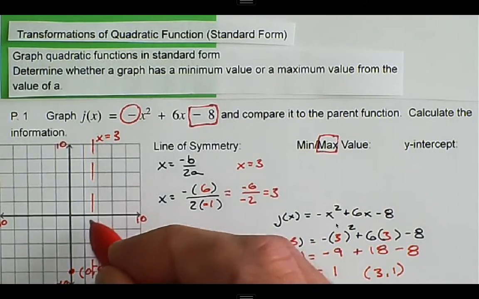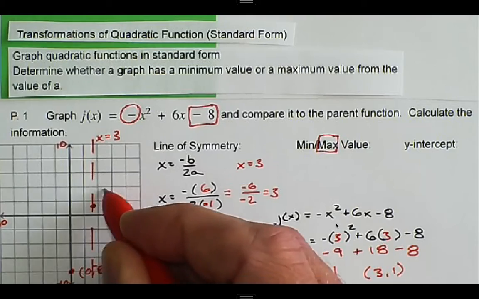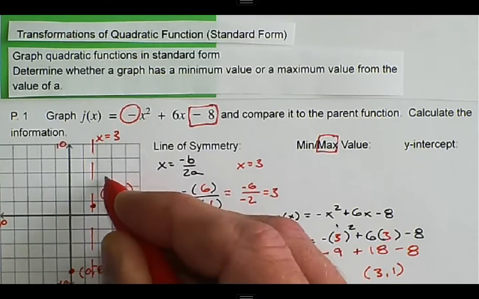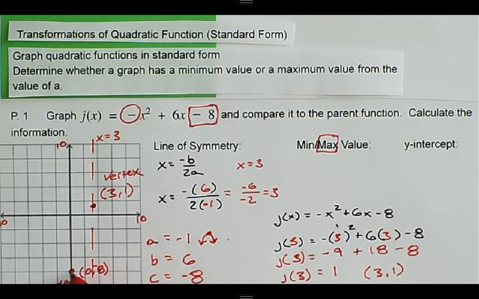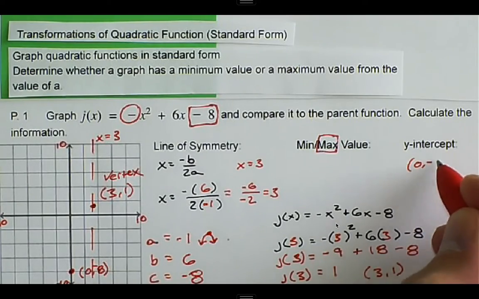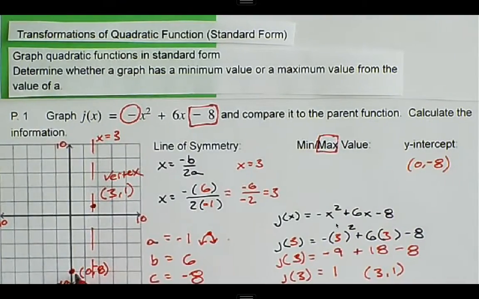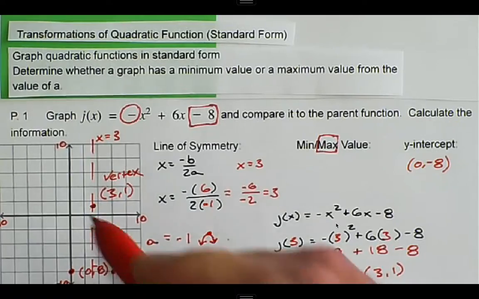So (3, 1) is right there. That's the vertex. We can get 2 more points pretty easily. Actually, we can stop right there. The y-intercept we've already calculated was (0, -8). So I can plot another point just using the line of symmetry and my y-intercept. The y-intercept is 1, 2, 3 over from the line of symmetry. So now I can count over 3 again: 1, 2, 3. And so now I have 3 points, and I can sketch a pretty good parabola through there.